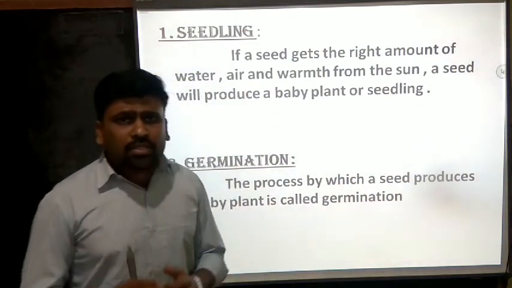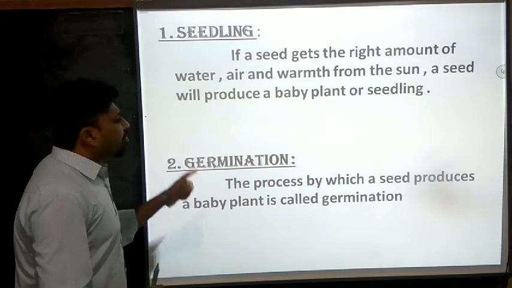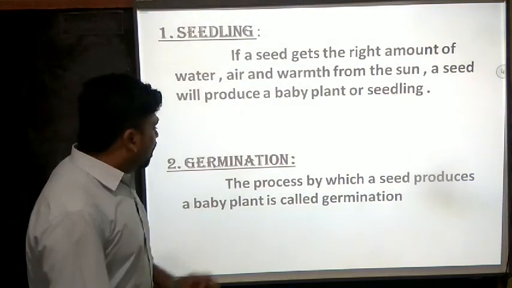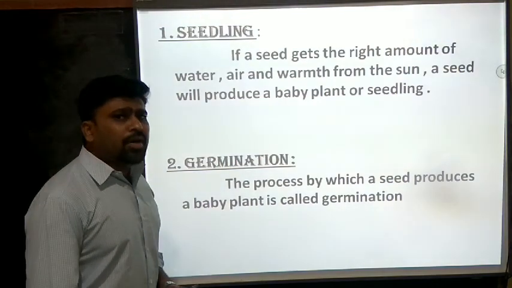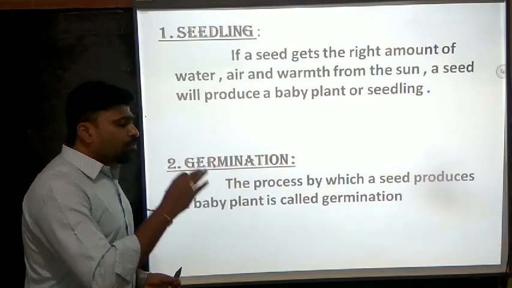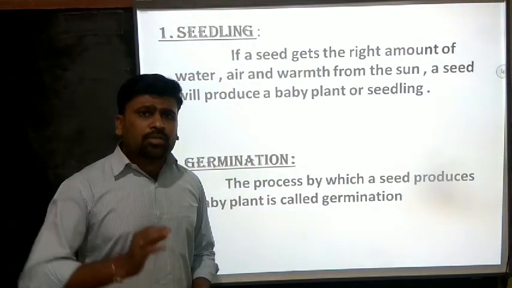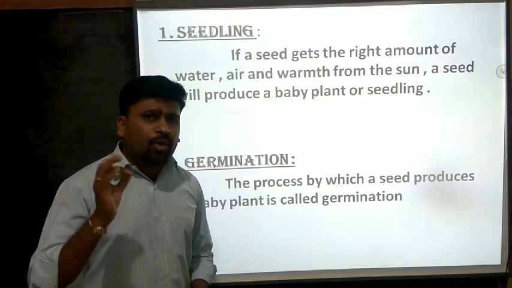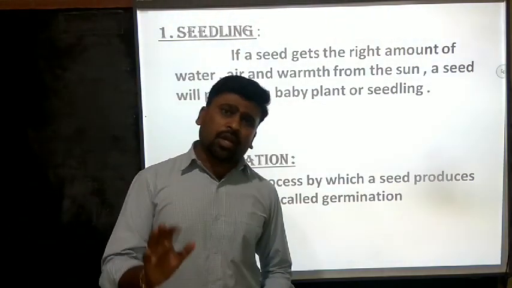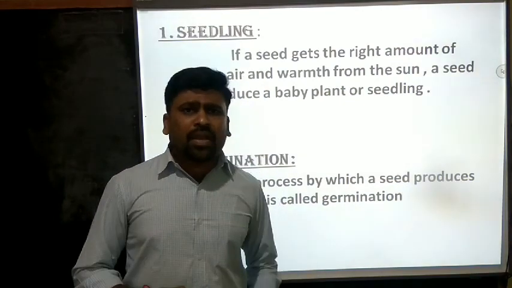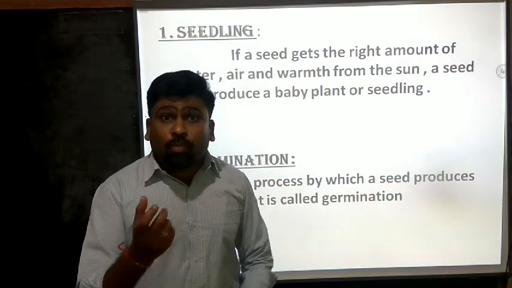Today in this class, the first concept we are going to discuss is germination. Germination is the process by which a seed produces a baby plant. The process by which a seed produces a baby plant is called germination. To make it very simple, germination is nothing but sprouting.